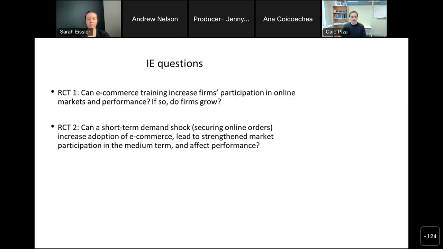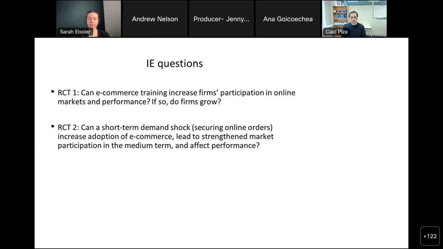So for the impact evaluation, we actually have very basic questions. In the first randomized control trial, we basically ask if the training program can increase firms' participation in online markets, and if so, if that affects the firms' performance. In the second randomized trial, we test whether a short-term demand shock, like securing online orders, increases adoption of e-commerce, and of course, down the line, affects their presence online and performance.